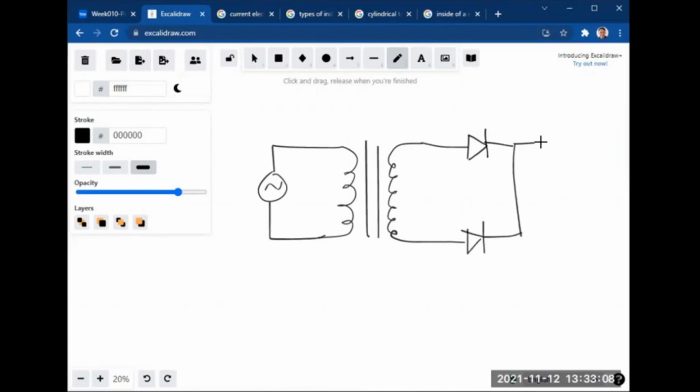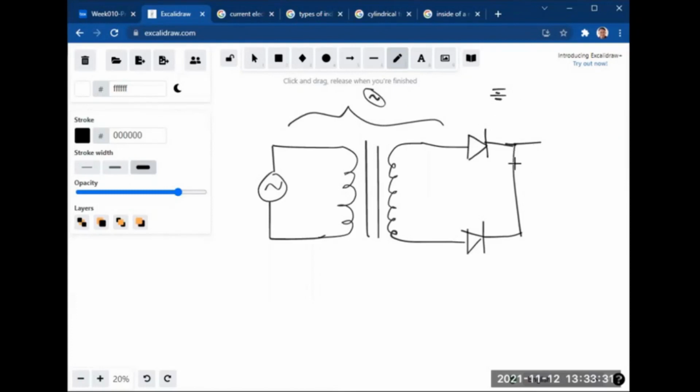rectified. After rectification, so this part, the voltage here is still AC. But after rectification, this will now be DC. That's the purpose of rectifiers, to convert from AC to DC.